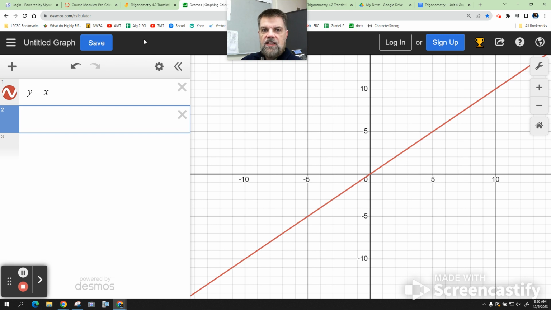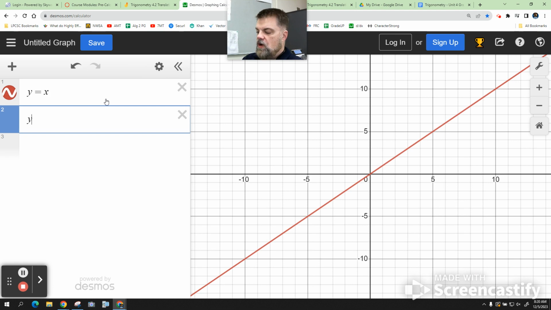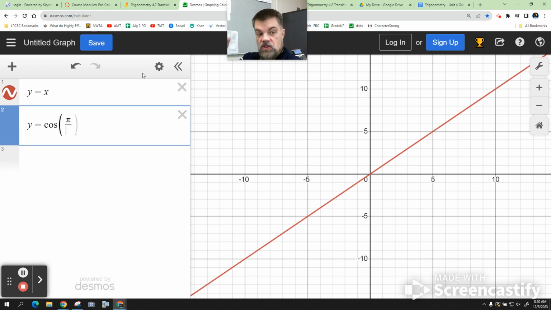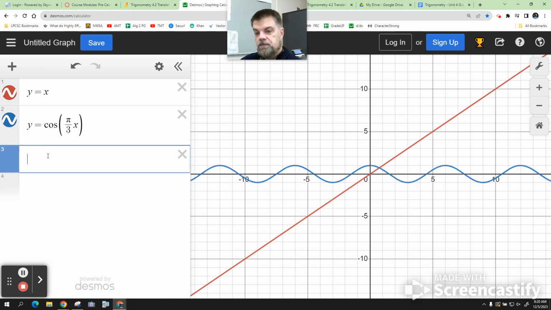Now, what is the second part of this function? Well, it's cosine of pi over 3 times x. So now type in y equals cosine of pi. To get pi on Desmos, you just type in pi. To make a fraction, you hit the slash like a division symbol. And what was that? Over 3. Times x. So those are the two functions. Okay, and I'll give you guys a second to get those plugged in.